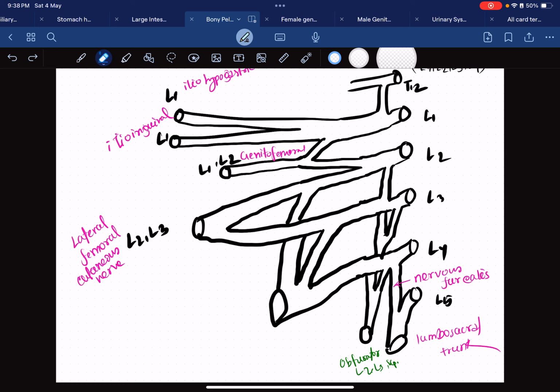So first we'll form the lumbosacral trunk, then we'll move on with the ilioinguinal, then we'll form the genitofemoral, then we'll form the obturator, then form the lateral cutaneous, and ultimately we'll form the femoral nerve from the lumbar 2, 3, 4 dorsal branches. That's the lumbar plexus.